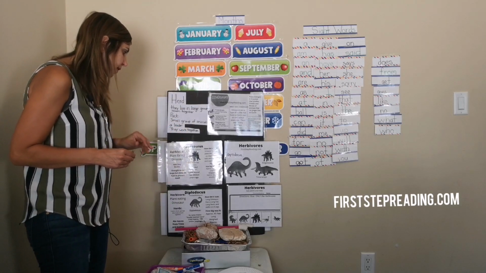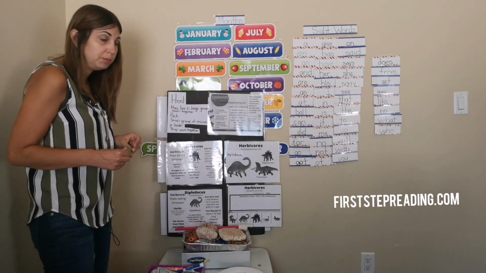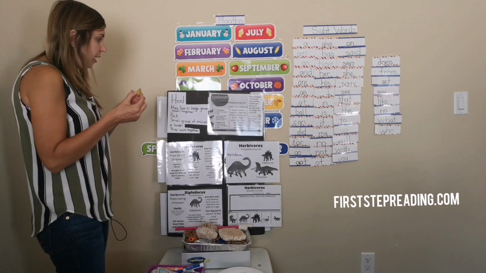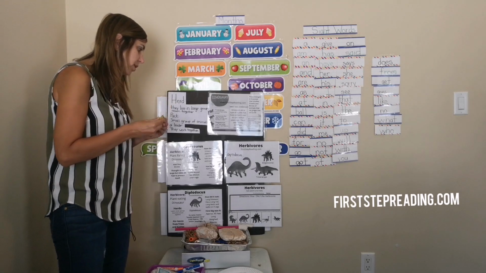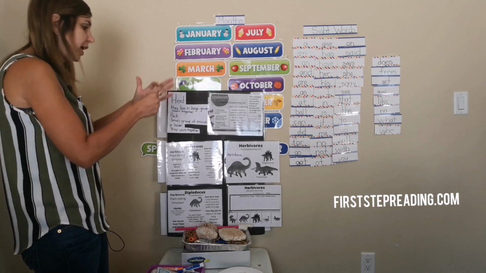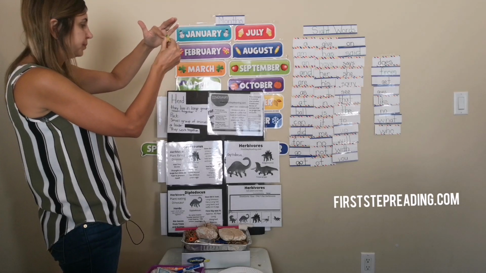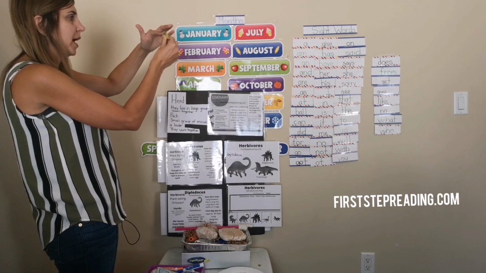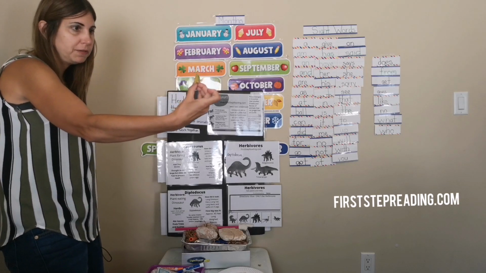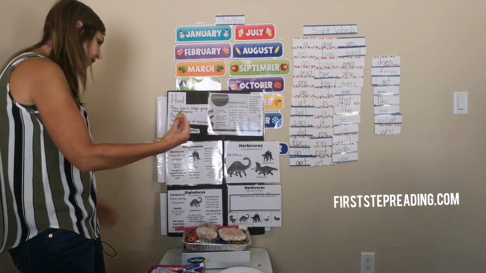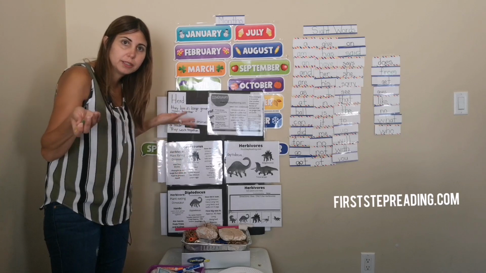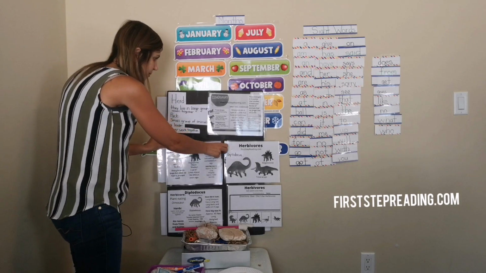Stegosaurus means roofed lizard. It lived about 150 million years ago. It was thought to be very slow and not the smartest dinosaur. It weighed about 4,000 pounds. It's known for its plates on its back, and its spikes on its tail that were used as protection because it was a very slow dinosaur. And it was an herbivore, which means it ate plants. So we talked about Stegosaurus.